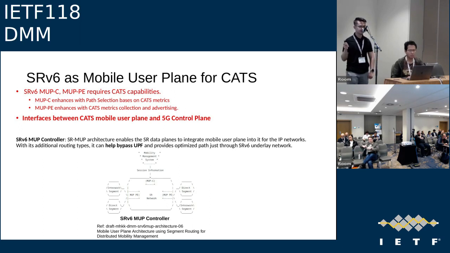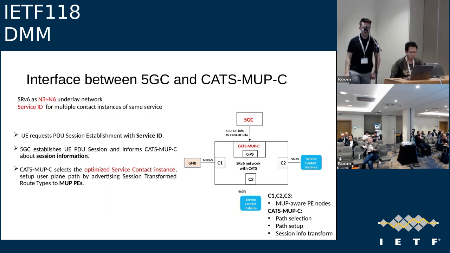Another consideration is the interface between the CATS mobile plane and the 5G control plane. As you see in the figure, we have the 5G control plane, and then in the underlay network, we have the SRv6 network with CATS ability. C1, C2, and C3 here are the MUP-aware PE nodes. And we extend the MUP-C controller, like the CATS MUP-C controller, with integrated functions like path selection, path setup, and session info transfer.